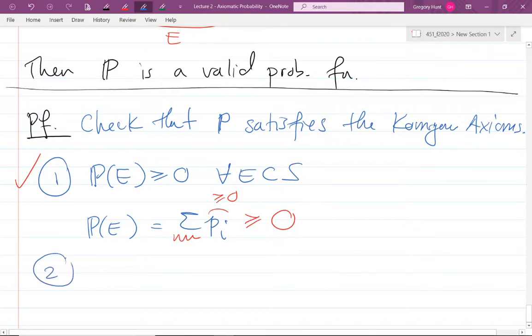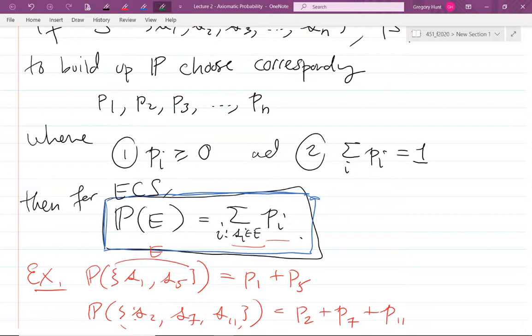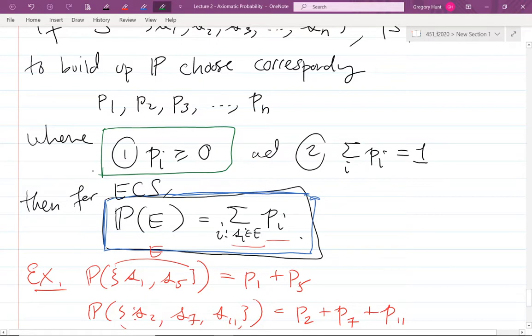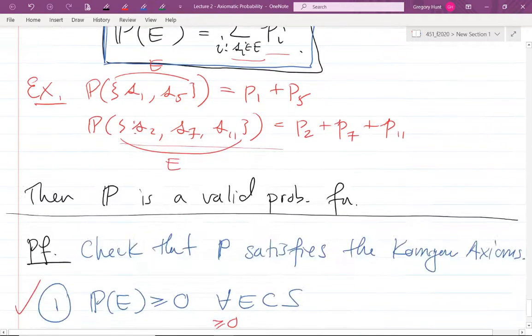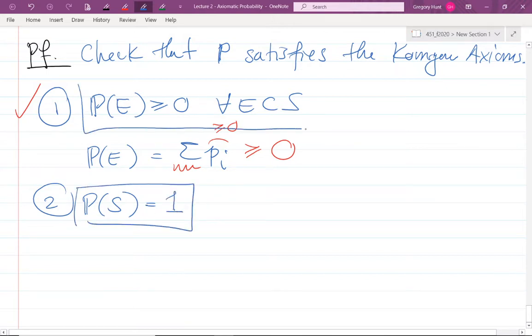So you can see when I defined my probability function here, I had this first condition that all these P sub i, basically the probabilities of the individual outcomes, are non-negative. I needed that condition, so I satisfied my first Kolmogorov axiom. And notably, the second condition might be useful for our second Kolmogorov axiom. The second Kolmogorov axiom says that the probability of my whole sample space is 1. So I actually have to check that. So I'm going to put it in the box, the things I have to check.